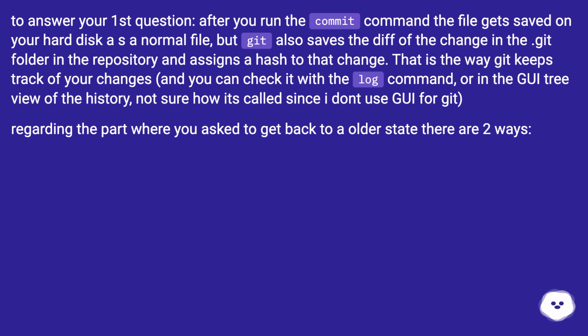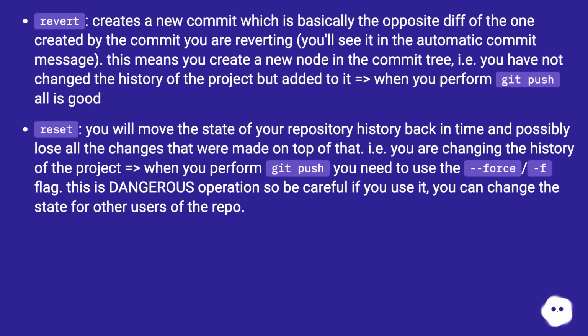Regarding the part where you asked to get back to an older state, there are two ways. Revert creates a new commit, which is basically the opposite diff of the one created by the commit you are reverting. You'll see it in the automatic commit message. This means you create a new node in the commit tree, i.e. you have not changed the history of the project but added to it. When you perform git push, all is good.